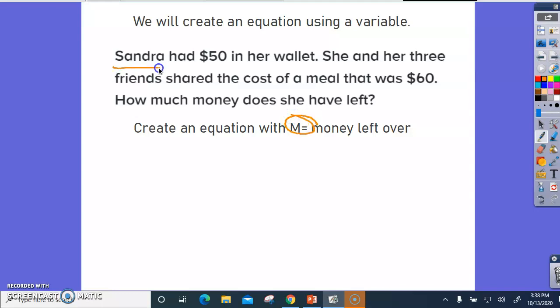So Sandra has $50 in her wallet. She and her 3 friends. It's she and 3. So it's 1 plus 3. She and her 3 friends shared the cost of a total meal. That was $60. Pause the video here. See if you can build your equation based off of the information that is there. You are trying to figure out how much money did she have left. How much money does she have left? Pause the video here.